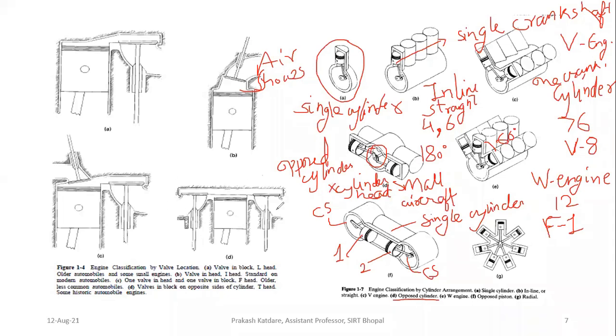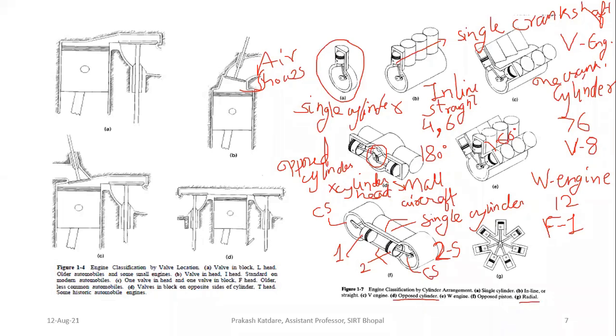That is, the valves will be located at our cylinder block. This is our cylinder block. So in this particular cylinder block, we will have valves. This engine usually functions for the two-stroke. In case of two-stroke application, we can see this type of opposed piston engine very common. Then we have a radial type of engine.